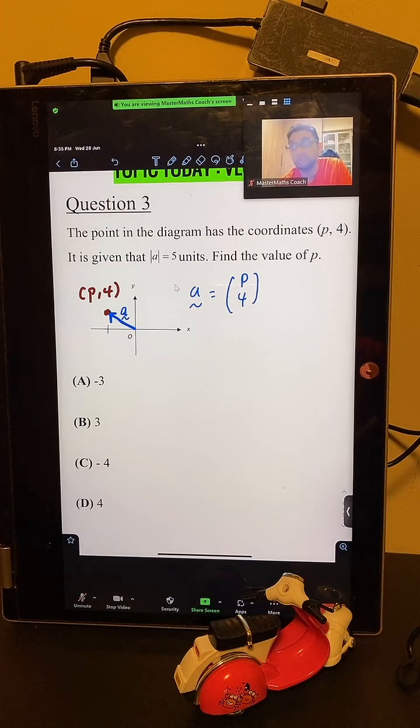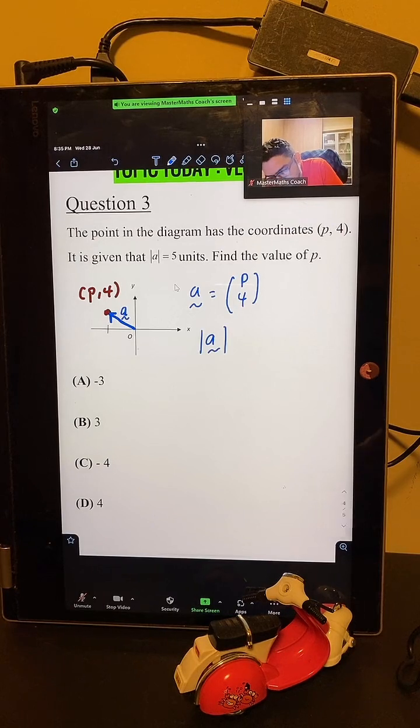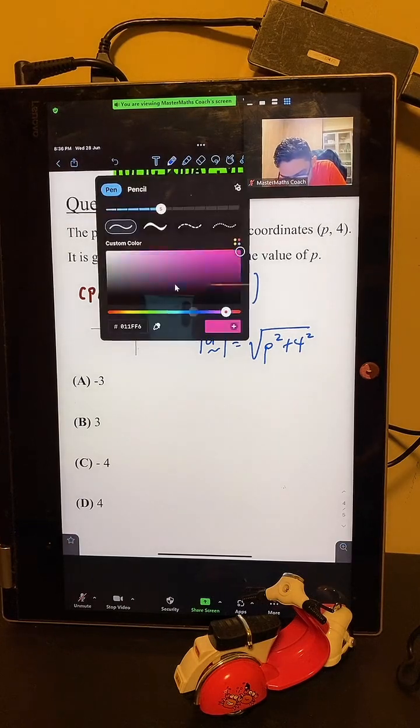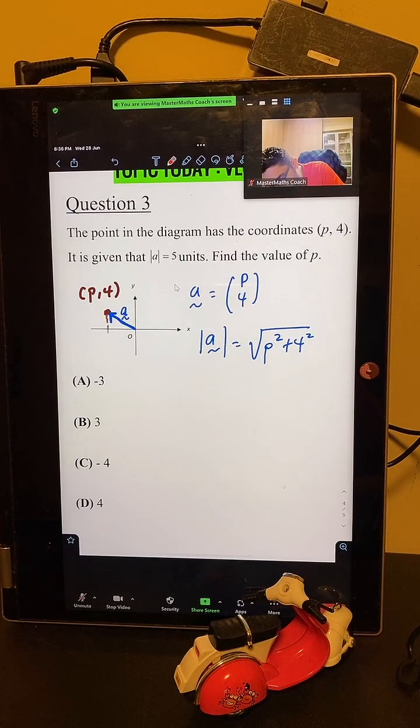If you start from the origin, your vector is basically your coordinates, right? So if you want to find the magnitude of A, my friends, this will just be the square root of P square plus 4 square. Whatever the X coordinate is, put it here. Whatever the Y coordinate is, put it here. All right? Now, P, 4, again, if you're not sure, just put a P there and the 4 there. Magnitude means length. Okay? The length of this line here is 5.